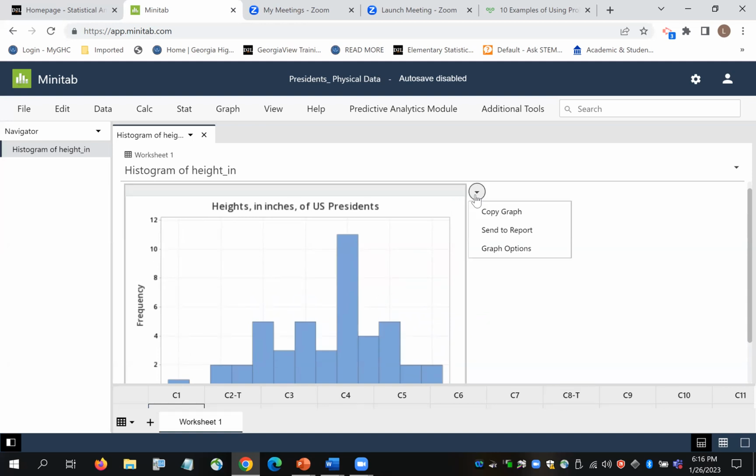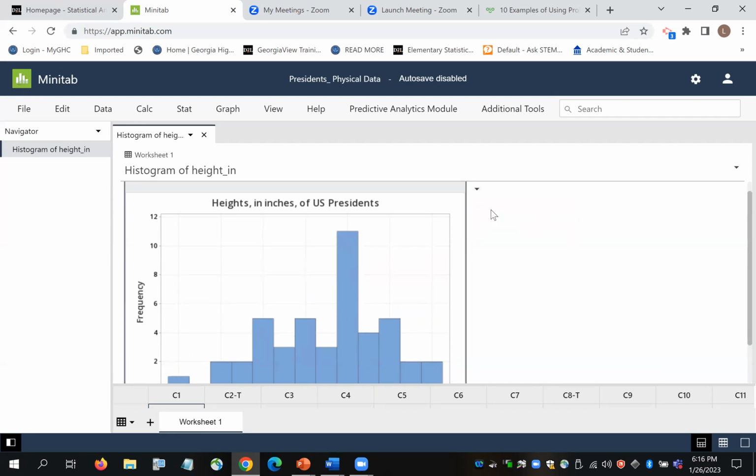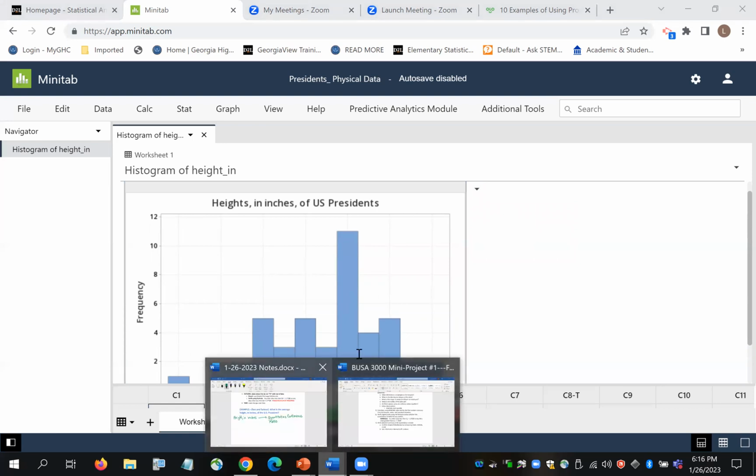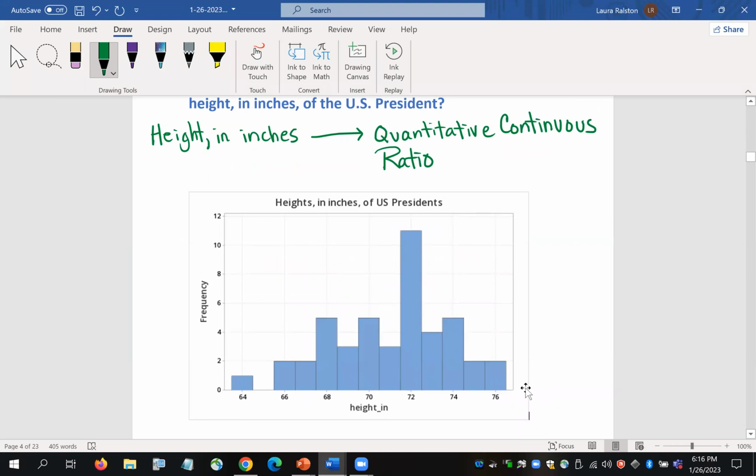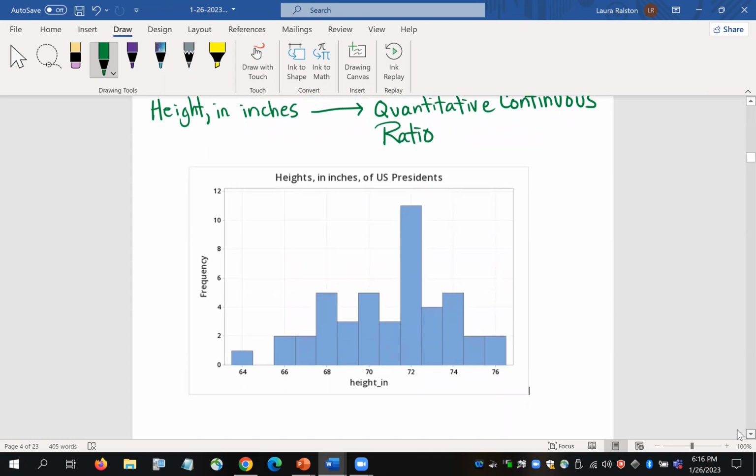I'm going to copy. Again, I click on the graph, use the drop down triangle and choose copy. And then I go over and I can paste it into my document. You then have to kind of explain what your graph is talking about.